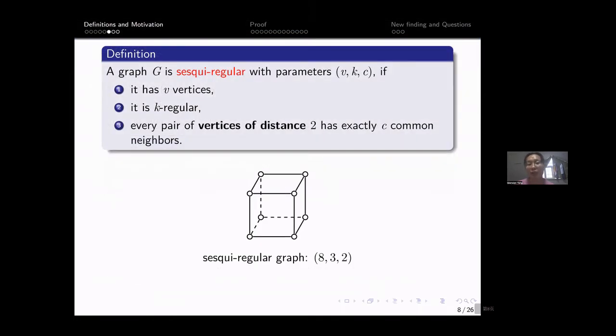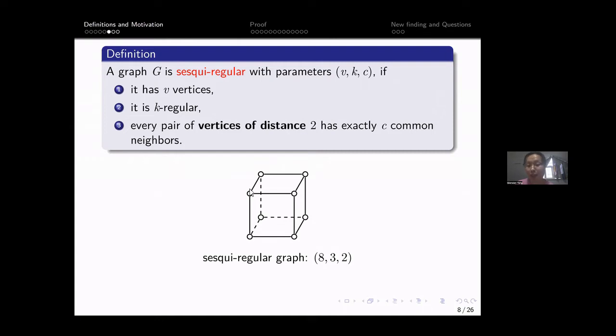This is the sesqui-regular graph. It's also the graph mentioned in the title of the talk. A graph G is sesqui-regular with parameters V, K, C if this graph has V vertices, it's K-regular, and every pair of vertices at distance 2 has exactly C common neighbors. We say that this condition 3 is a weaker version of condition 3 for co-edge regular graphs. Here, I also gave a picture which shows a sesqui-regular graph.